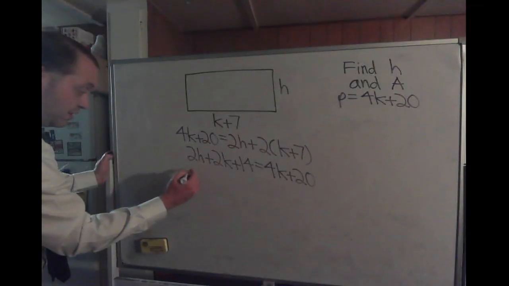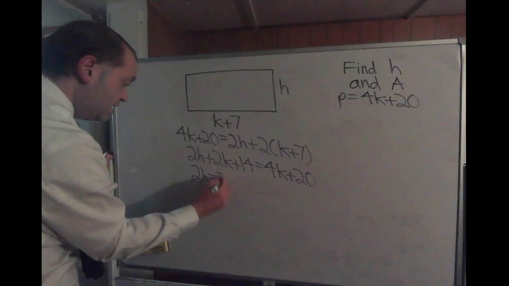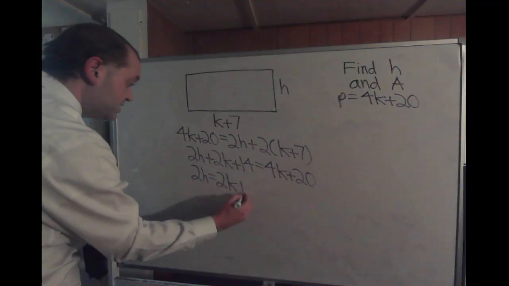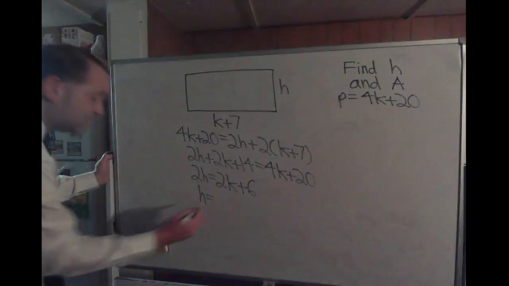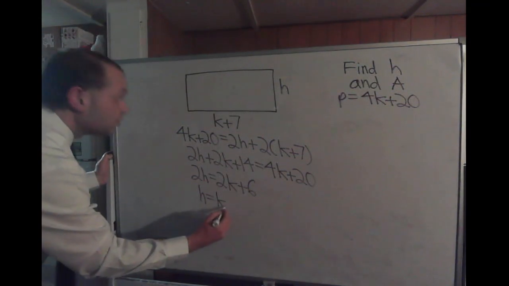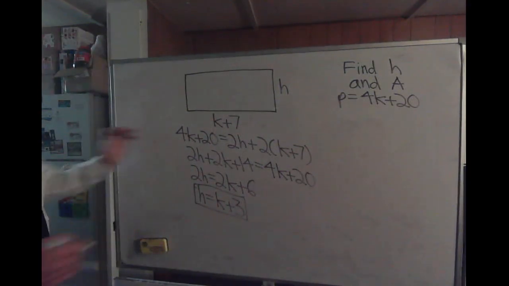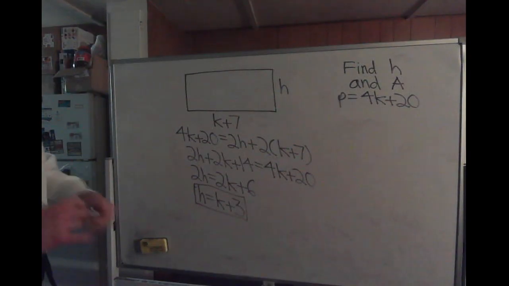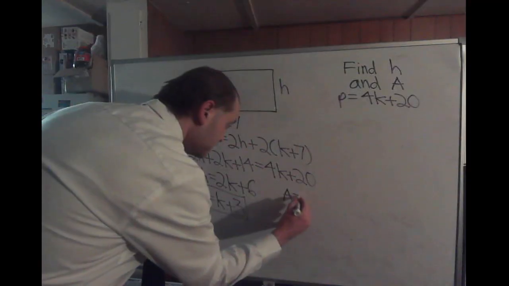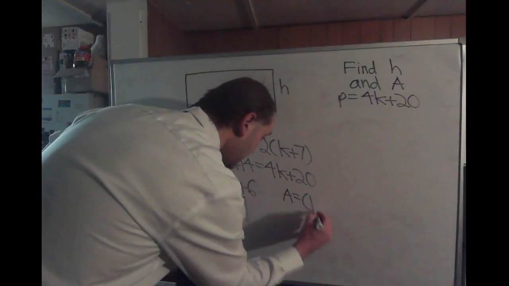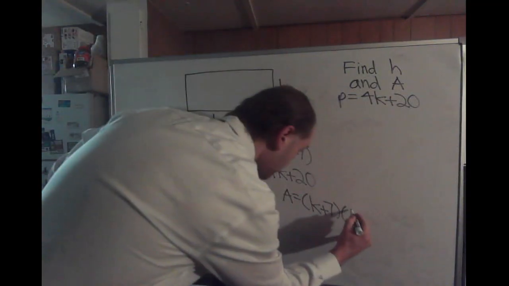Which would then give you, if you simplify this, 2h on the left-hand side equal to 2k plus 6 on the right-hand side. Now you can divide both sides by 2. You get the height is equal to k plus 3. So the height has a length of k plus 3. So now that we've solved for the height, we can absolutely find the area. So the area, of course, is equal to the length of the base, which would be k plus 7, times the length of the height, which would be k plus 3.